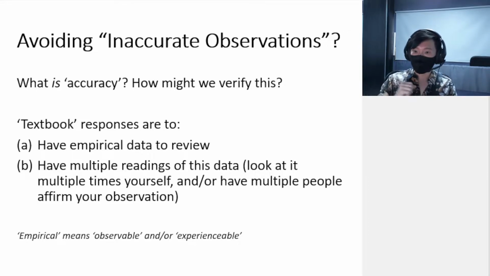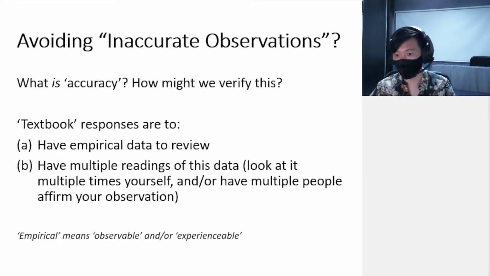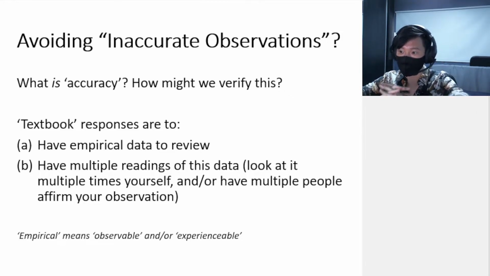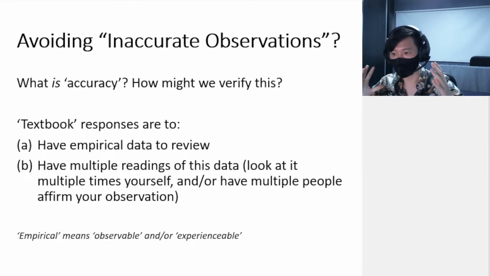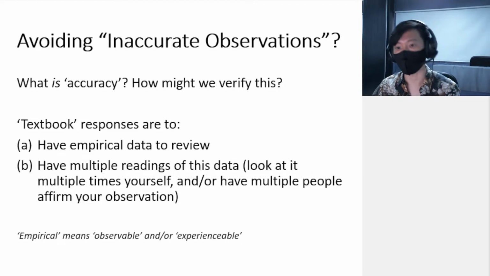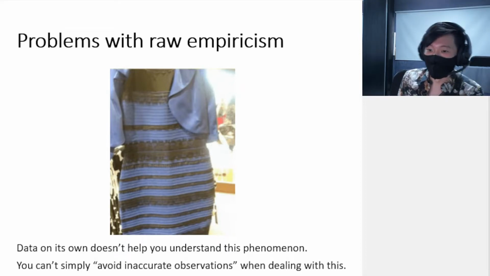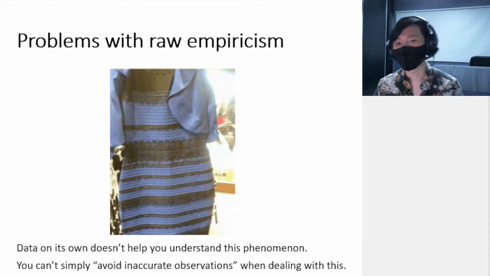But the next bit is empiricism also contains its own problems. For example, if the solution of empiricism, like pure raw empiricism here, is to just have multiple readings of this data, so you keep looking at it, you keep observing it, and it's the same every time. You ask all your friends, and they say the same every time. Then what happens with situations like the dress? Because every time I look at this dress, I see white gold.